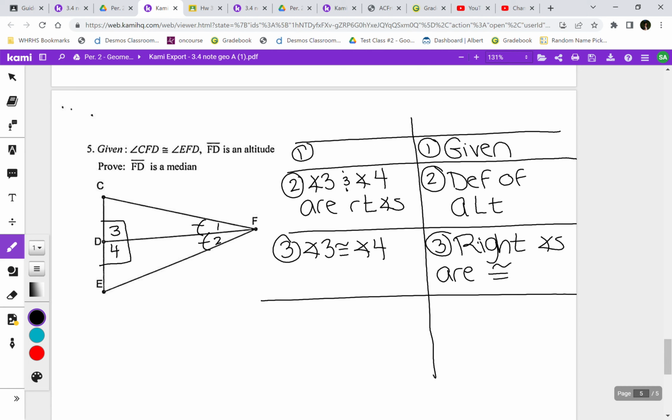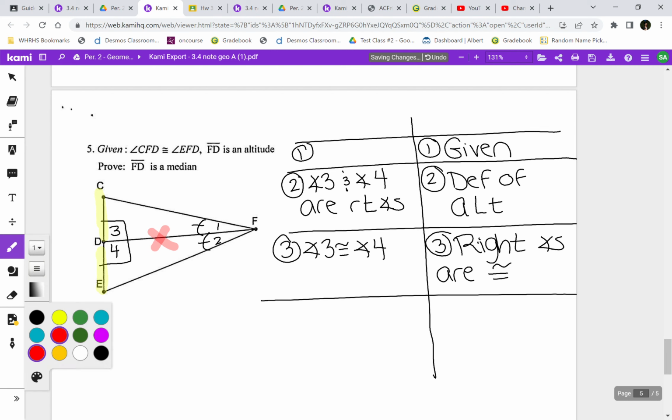All right, so now I have 2 angles. Let's look at what we want to prove. We want to prove that FD is a median. Well, if FD is a median, what would we have to show? What ultimately would we have to show? Excellent. We need to show CD and DE are congruent. Do we have that right now? No. So what am I going to go to prove? The triangles. I have AA. AA is not enough. Julia?